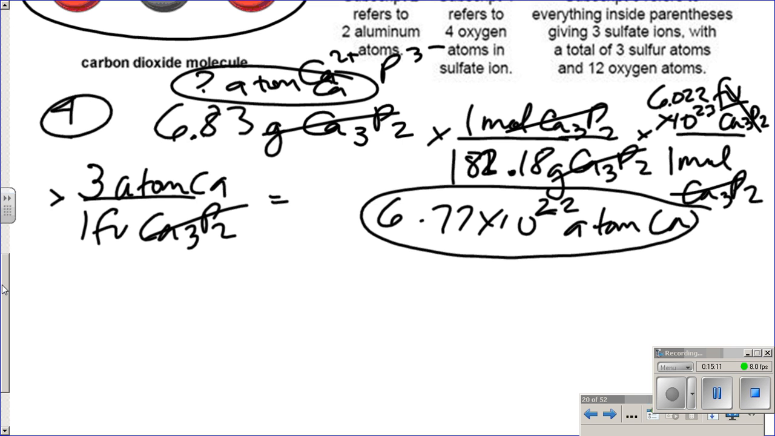One gram thing. One mole is always right. 1 gram. No, it's 2 grams.